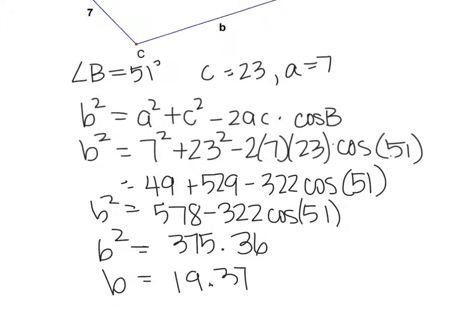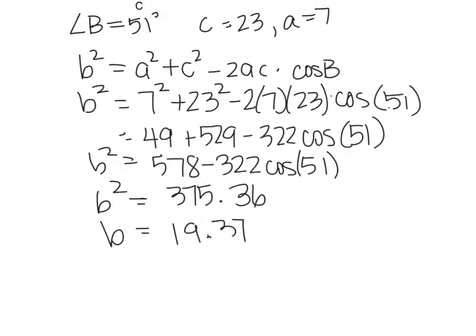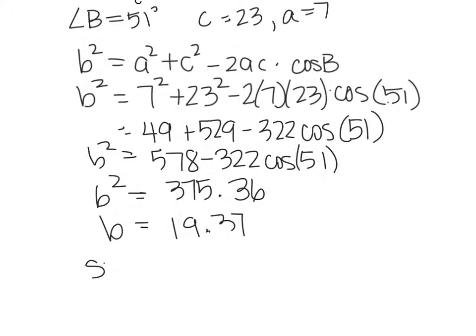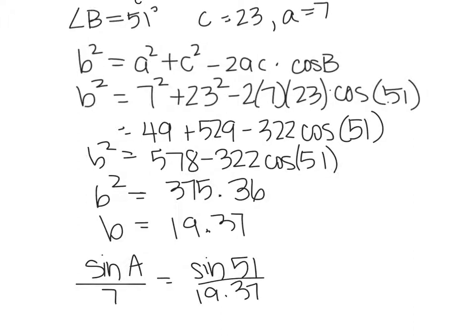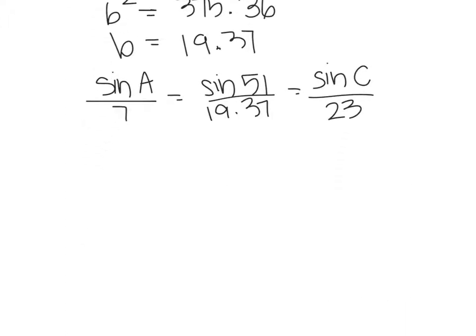We set up the law of sines: sine of A over side a, which is 7, equals sine of 51 over side b, which we just found to be 19.37, equals sine of C over 23. We're going to use this to find angles A and C. We only have to use the law of sines once to find either angle A or angle C, and then we use the triangle sum theorem to find the other angle.